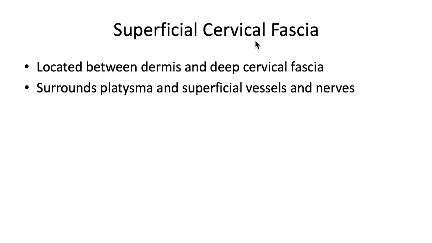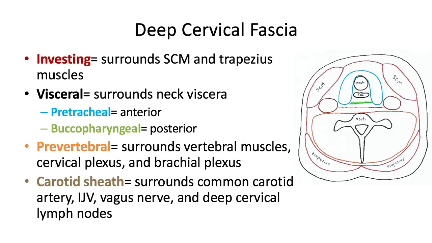Since we're talking about head and neck, let's talk about the superficial cervical fascia first. It's fascia within the neck, again located beneath the dermis, between the dermis and the deep cervical fascia. And it surrounds the platysma muscle. This is a muscle of facial expression located within your neck, as well as the superficial vessels and nerves that run there. The deep cervical fascia is a little bit more complex, and there are 4 or 5 specific layers that we're going to talk about.